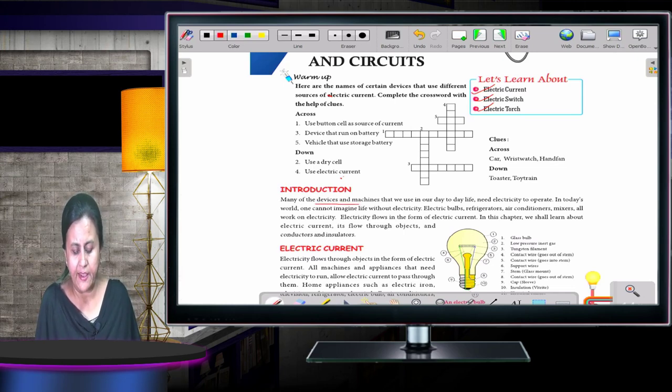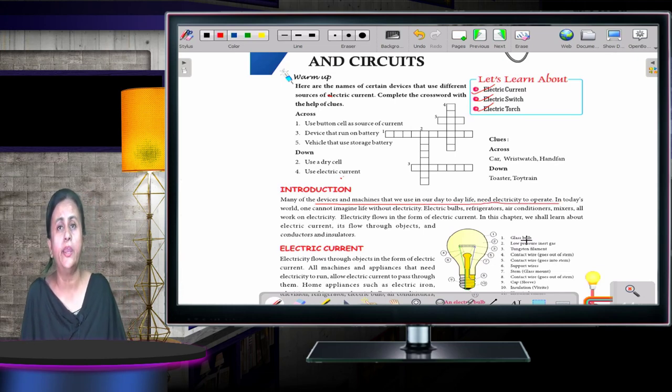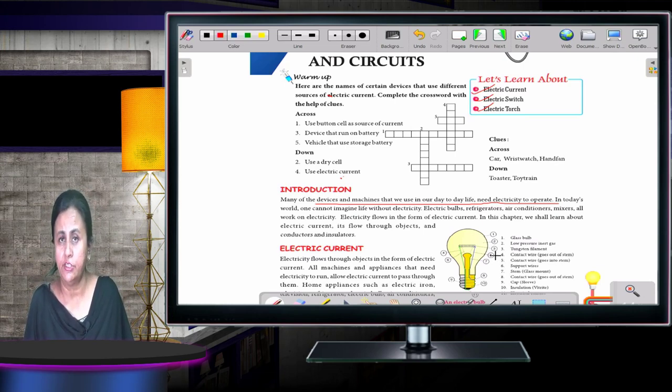Many of the devices and machines that we use in day-to-day life need electricity to operate. That is very true. You cannot run the machines without electricity. All the machines, they need electricity to run. Okay. In today's world, one cannot imagine life without electricity. Electric bulbs, refrigerators, air conditioners, mixers all work on electricity.